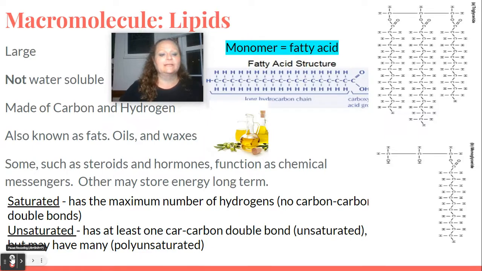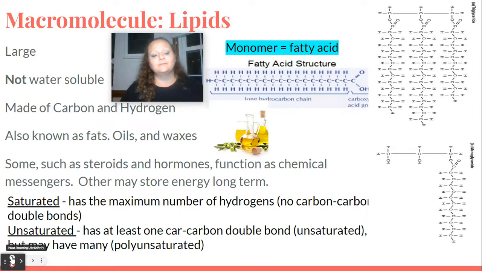Some of these lipids are also going to be steroids and hormones. They can function as a chemical messenger. And their other purpose is going to be long-term energy storage. So this is why individuals that take in lots and lots of carbohydrates ultimately end up with lots of lipids. Those lipids are going to store that energy for the long term. And then eventually it can be released in times of famine, and you can get energy from it. So again, they can be steroids and hormones, chemical messengers, or they can be used for long-term energy storage.